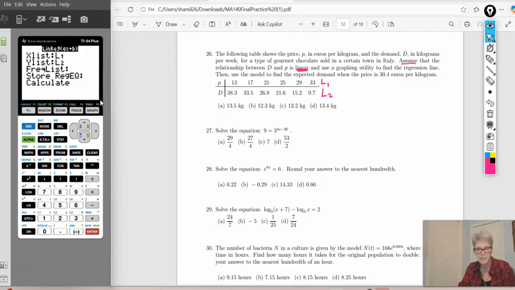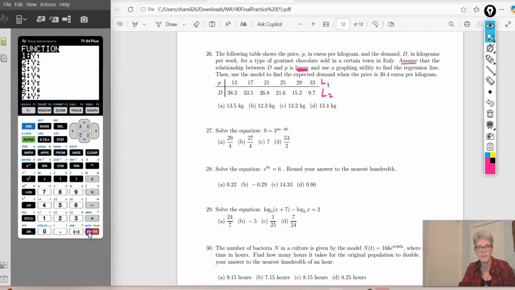Now, my X list I put in list 1. My Y list I put in list 2. The frequency list, you leave that blank. Now, I'm going to store the regression equation in my calculator. So to do that, I'm going to click on vars, then scroll over to Y vars, and then press enter.